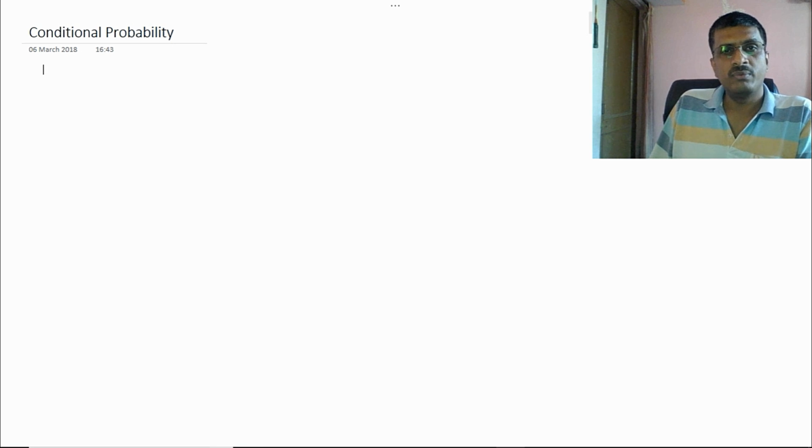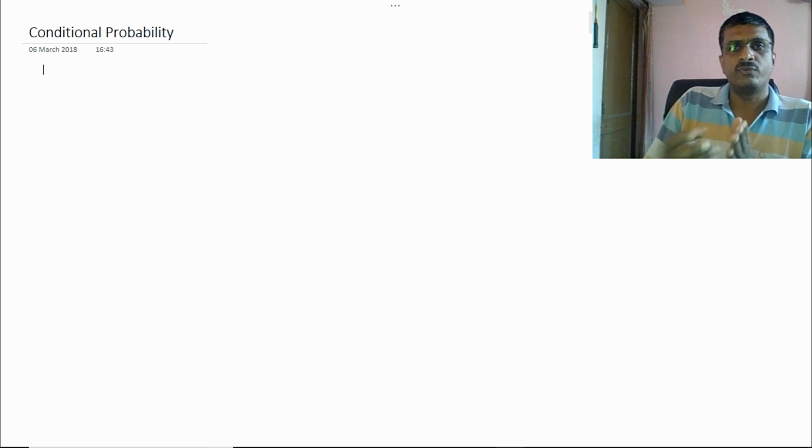Now, conditional probability is like any other case of probability. We have to apply the same formula, number of favorable outcomes upon total number of outcomes. Just one change is there. There is a condition attached to the sample space here, and we have to modify the sample space according to the condition given over there. Then only we can proceed with the question.